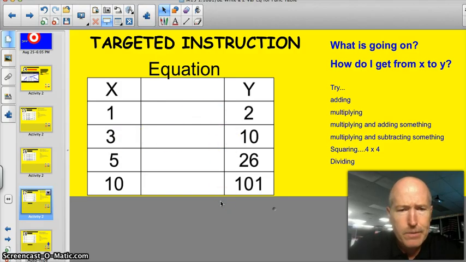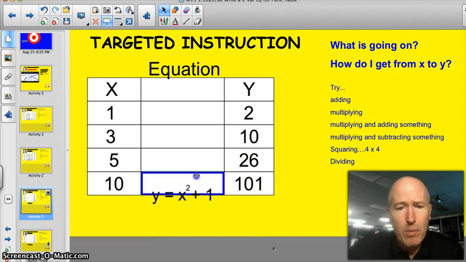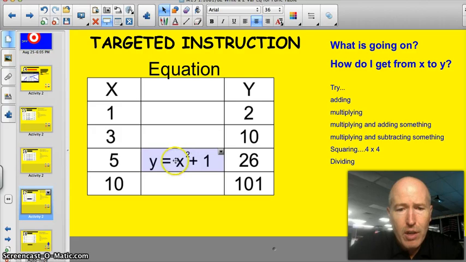Did you figure it out? This was kind of tricky. This is one that helped me figure it out. I went from 5 to 26. Wait a minute. 5 times 5 is 25 plus 1 would be 26. Yeah, that's the one that helped me figure it out right here, because it's x squared, 5 times 5 plus 1. And of course, down here too, 10 times 10 plus 1 is 101.